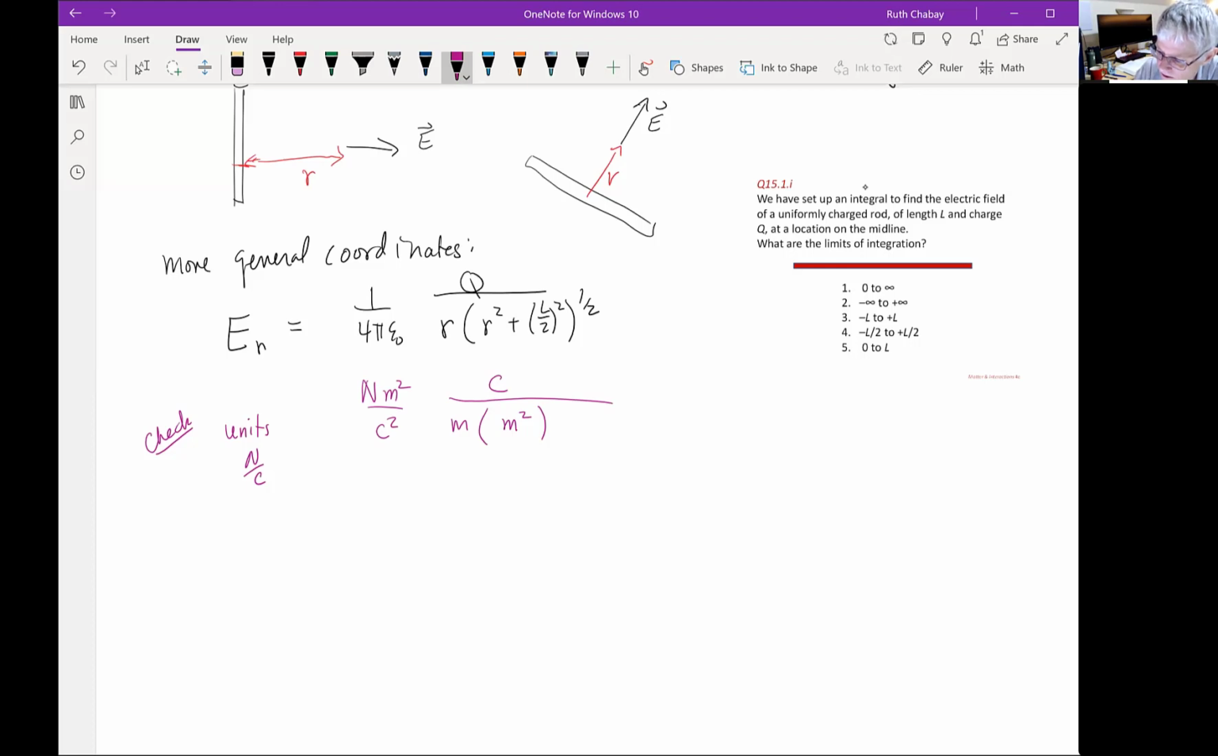And so that's the square root of meters squared. That looks like it's going to work, because we have meters, they cancel. Coulombs cancels one of these things, and we get newtons per coulomb. So if the answer's units don't come out to newtons per coulomb, we've got issues.